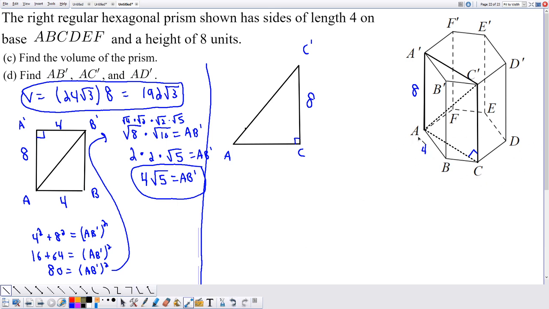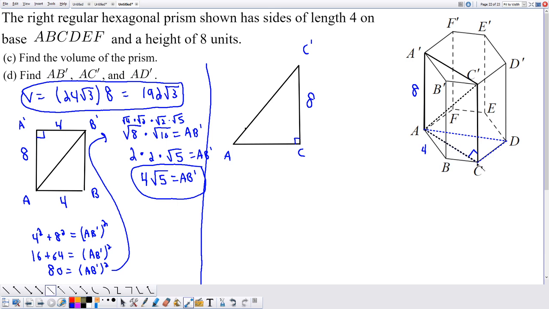Well, looking at these dimensions, it's hard to really know how to approach it. So let's see if we can make AC a part of another triangle, not the one we already have. How about by connecting it with D? So I'll do that in a different color. We're going to have A, C, D.